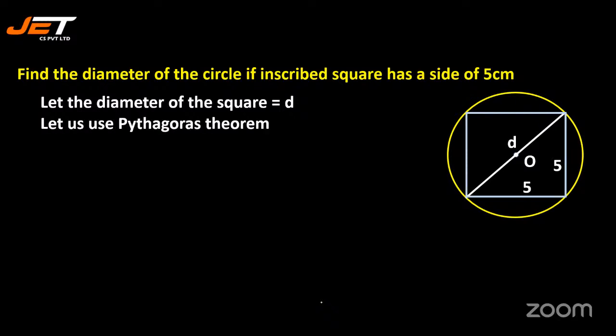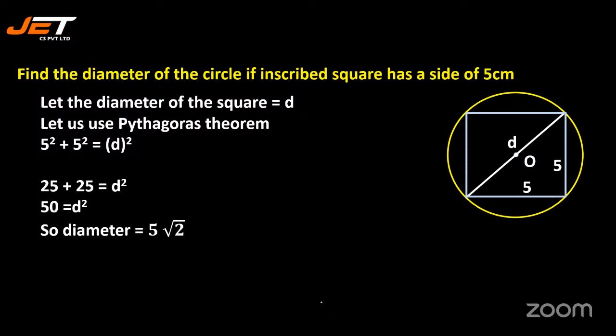When we use the Pythagoras theorem, it is 5 square plus 5 square, which is d square. So 25 plus 25 will be d square. 50 is d square. Diameter will be root of 50. Okay, so that is 5 root 2. Is it clear? So it is 5 root 2. Okay, hope this is clear. With this, we are moving on to the next question.